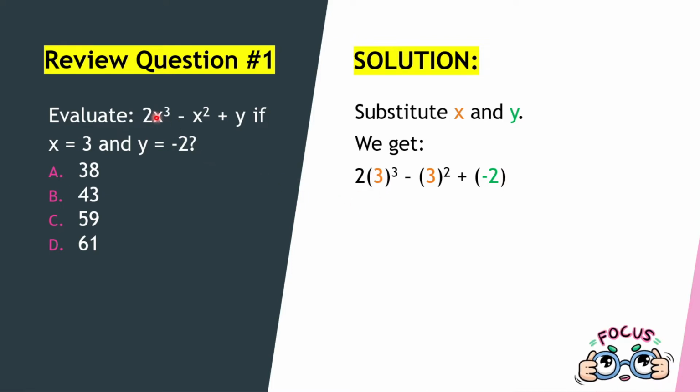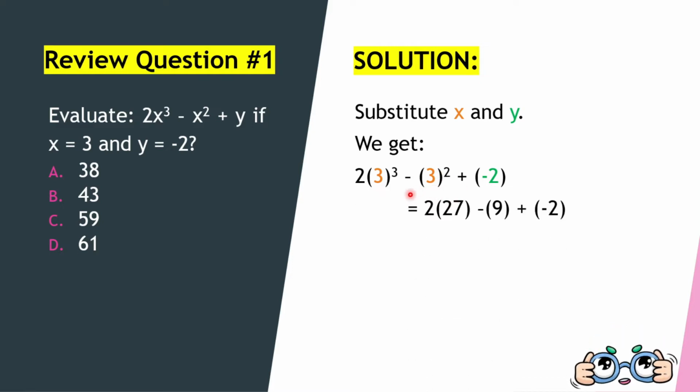So, pinalitan lang natin si x ng 3. Ayan po, lahat ng may x. At si y ng negative 2. With this, we're going to use the idea of GEMDAS, yung natutunan natin nung part 1 ng ating discussion. So, simplifying this, ano mauna? Exponent, since wala tayong grouping symbols. Okay? So, 3 cube is 27, 3 square is 9, and negative 2 is still negative 2.